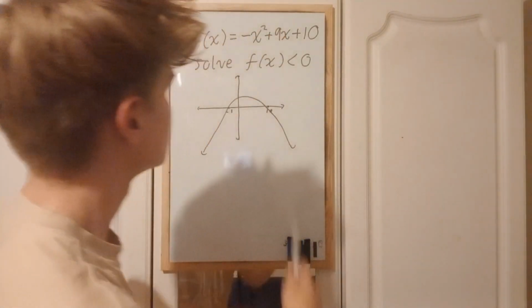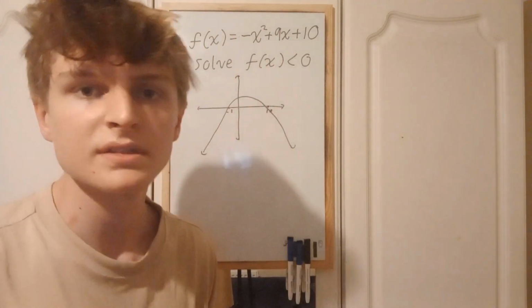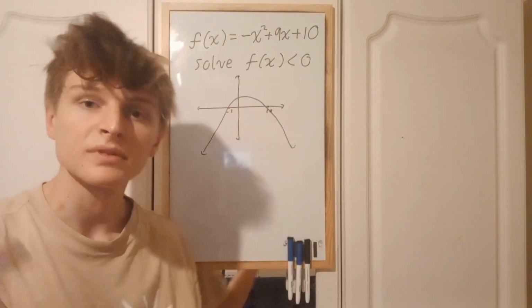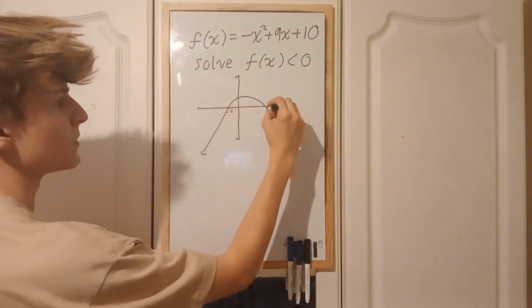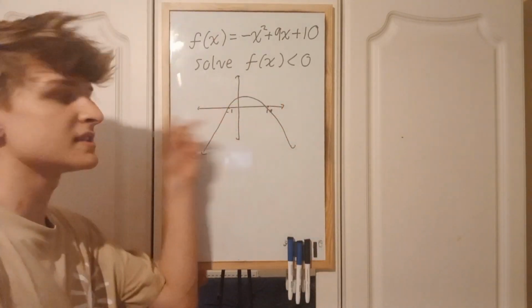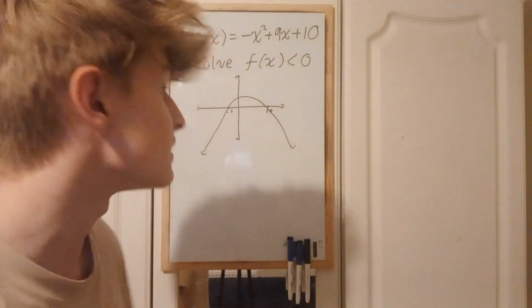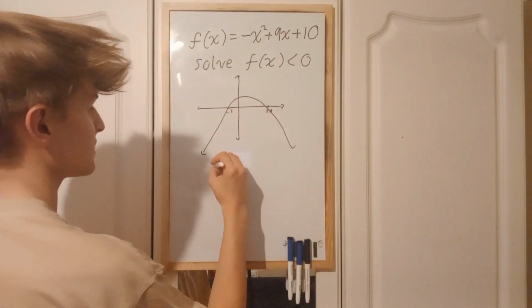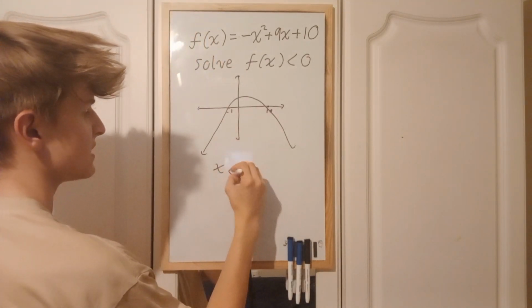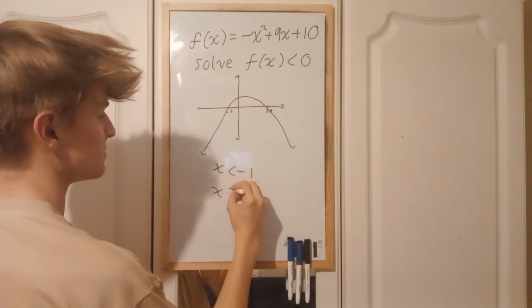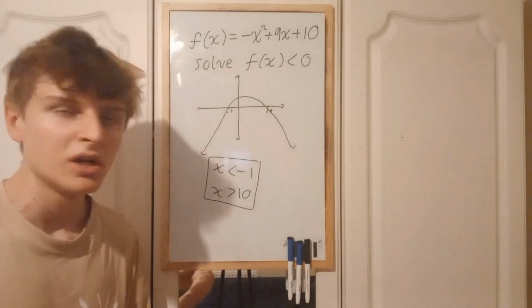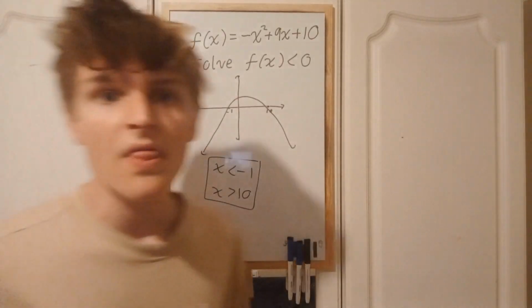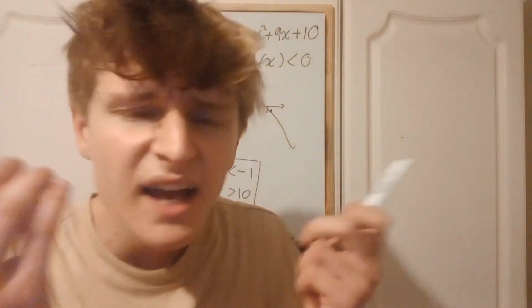Right, f of x less than 0, so we need to find all the values of x where it outputs negative numbers. So we can see the function is outputting negative numbers here and also over here. So that's numbers less than negative 1 or greater than 10. So we can say, well, x has to be less than minus 1 or x has to be greater than 10. So there we go. We've solved that quadratic inequality. There, boom. That's pretty much it. Really easy, isn't it? That's just so easy.